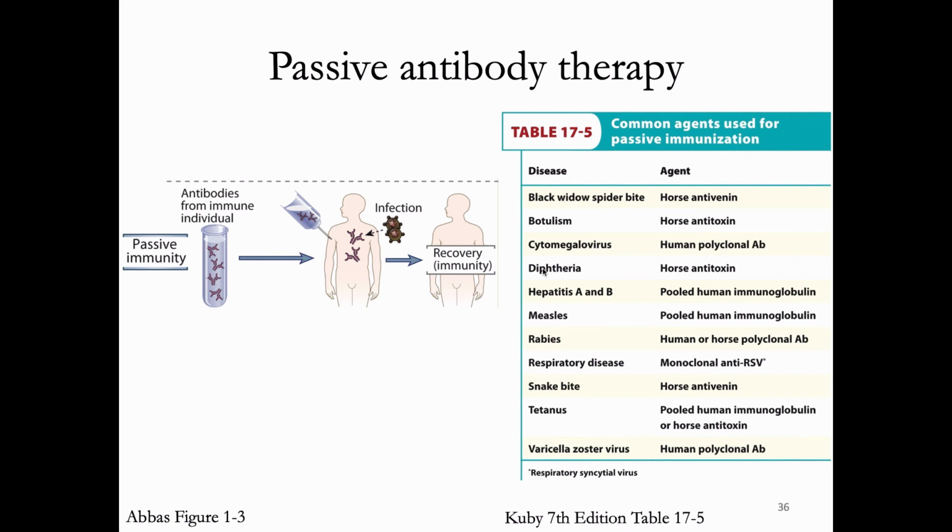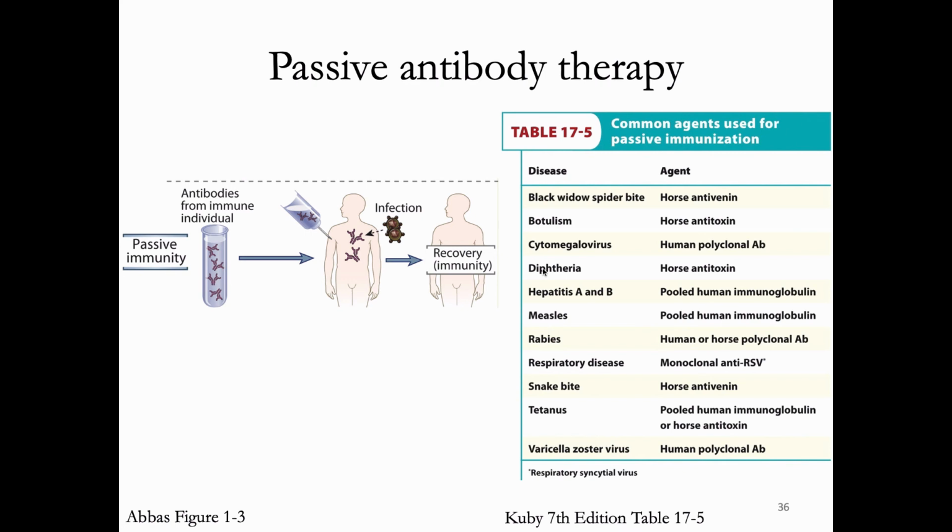And you can see some other examples of things where you might get passive antibody therapy as a treatment here. So you can see tetanus, you can see snake bites, you can see measles, you can see botulism, you can see black widow spider bite. And so we are going to spend a second thinking about that black widow spider bite. So let's imagine that you got a black widow spider bite and you got treated with passive antibody therapy. What specifically is in that syringe that you're treated with, according to this slide?